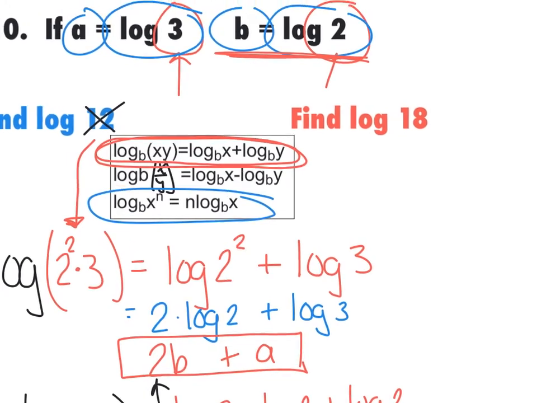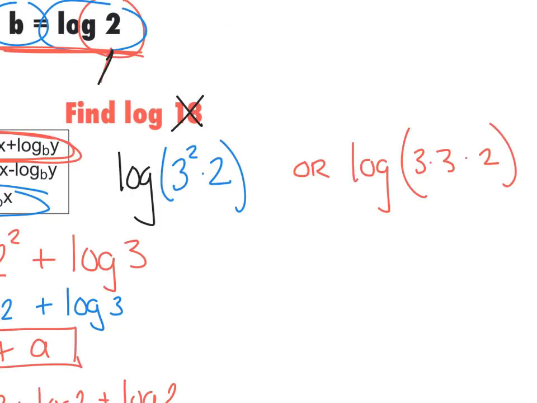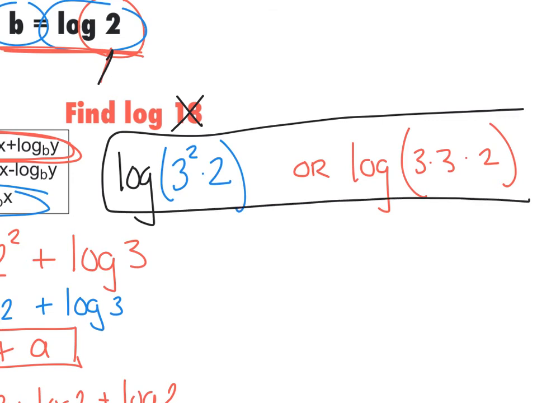Let's try one more. Find the log of 18. Okay, so remember, you want to replace 18, but you can only use the numbers 2 and 3. Come up with something. So pause it and come up with something. So these were my 2 options here. I said I could either do log of 3 squared, which is 9 times 2, or log of 3 times 3 times 2. So I'll do them both out.